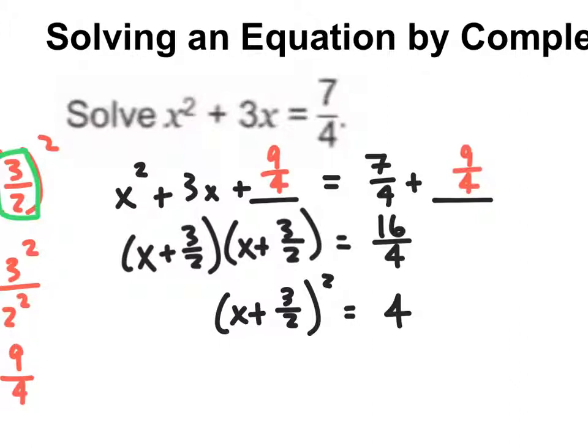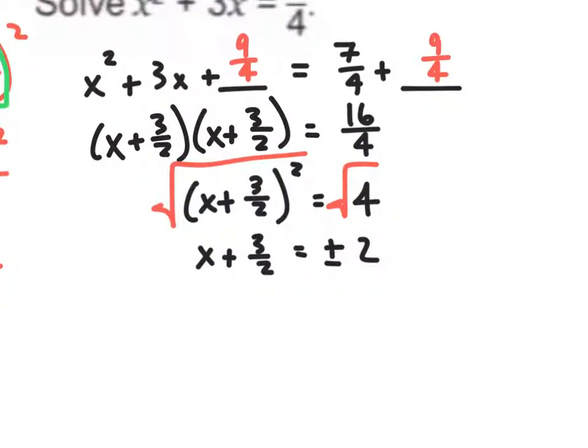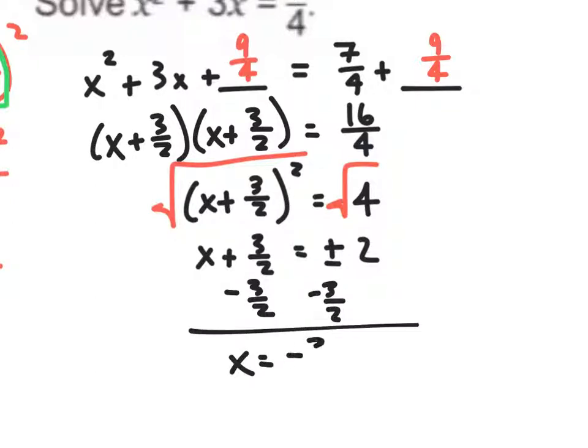Now I'm going to apply the square root to both sides, okay? And so then I'm going to get x plus 3 halves is equal to plus or minus 2, okay? So now here's what I got. I'm going to subtract 3 halves from both sides. All right, so I end up getting that x is equal to negative 3 halves plus or minus 2.